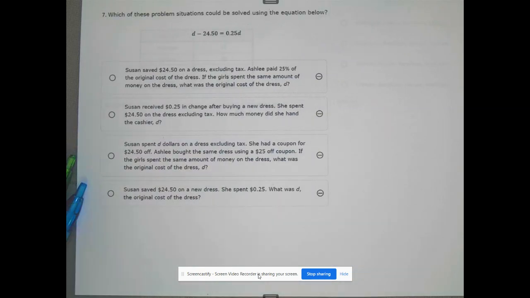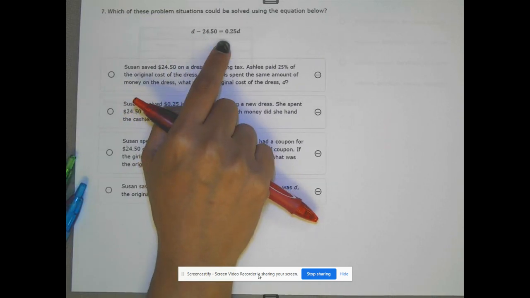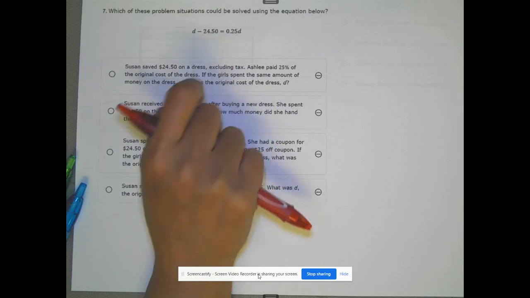Question 7. Which of these problem situations can be solved using the equation below? D minus 24.50 equals 25 hundredths D.